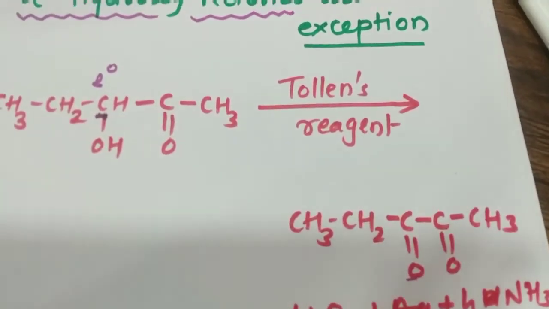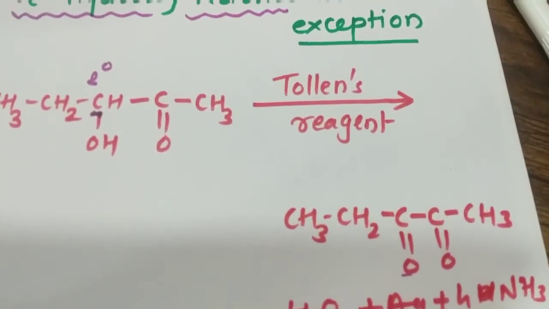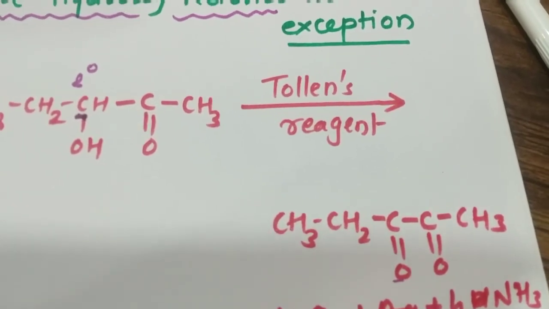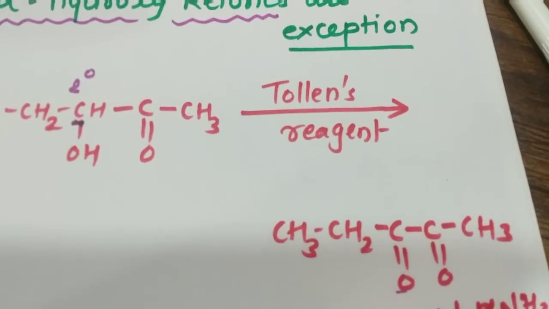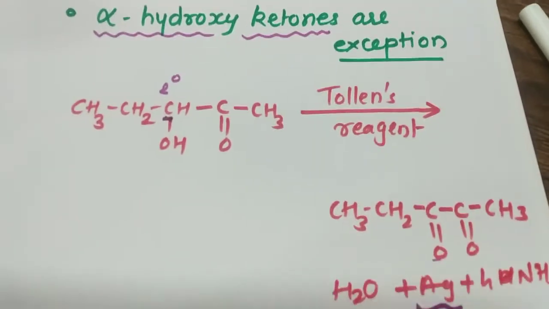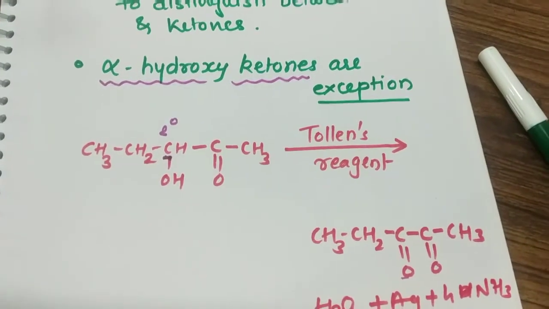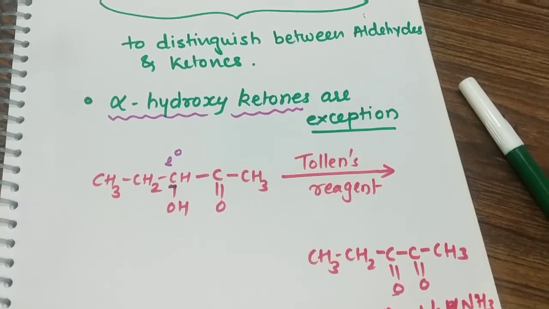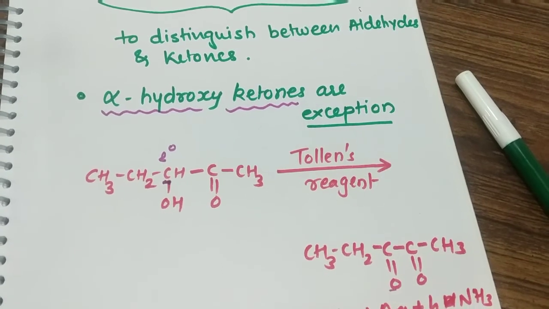So students, in today's class we studied silver nitrate solution, that is Tollens' reagent, Fehling's solution, and Benedict's solution. I hope you all understood, and you can take a screenshot and note down all these points in your classwork copy. Hope you all understood this.